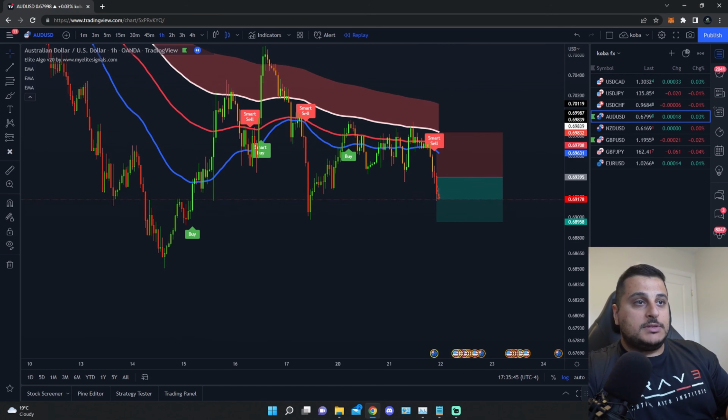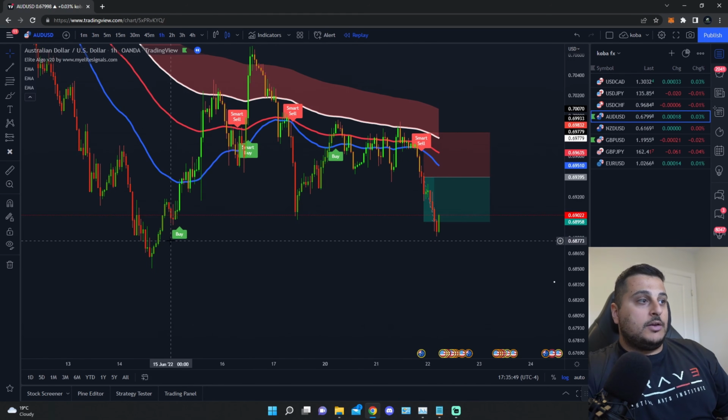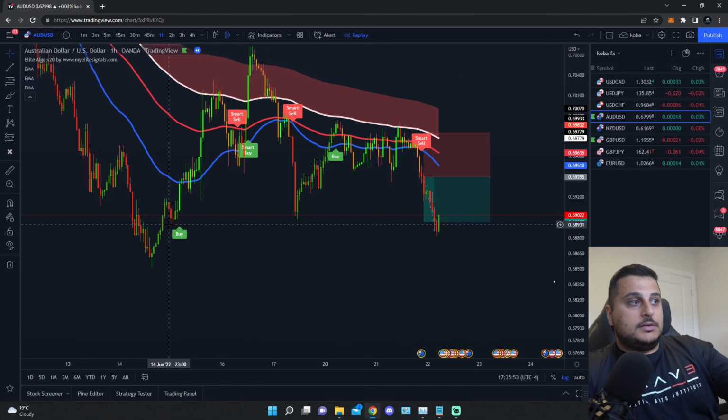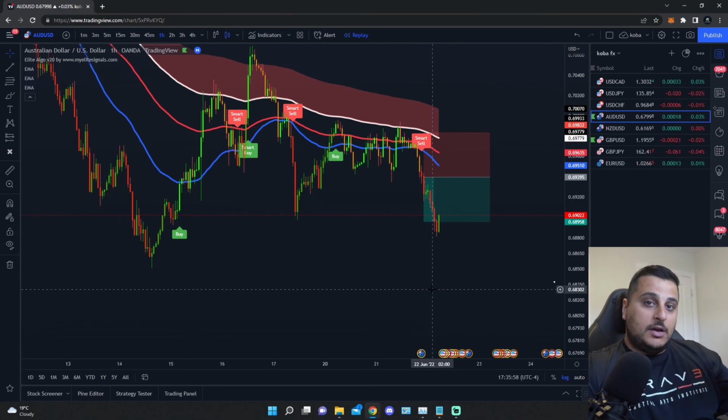Let's see what happens. As we can see, the price is going to end up hitting our take profit and going to this area right here, like we said, where the last low was going to be, right? This would have been a very good winning trade. Now let me show you guys another example of that.